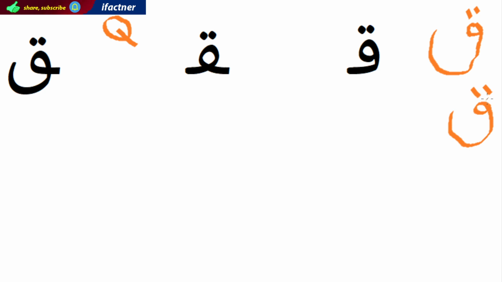Now to write calf in its initial position, we just take the first part, which is the full circle and a little curve, and then a connector. So you just make a small full circle, a curve, and then a connector. Put two dots on calf.